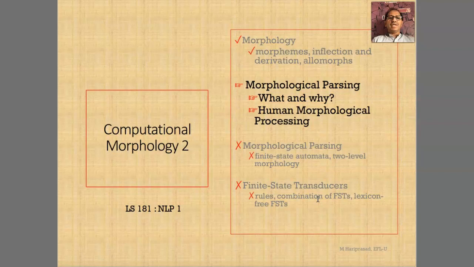Last week we started a new module called Computational Morphology, in which we said there are 4 components: morphology, morphological parsing with finite state automata and 2-level morphology, and finite state transducers. We completed what morphology is, what inflection morphology is, and what derivation morphology is.